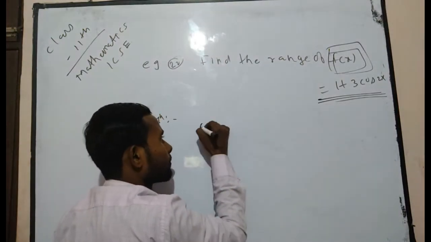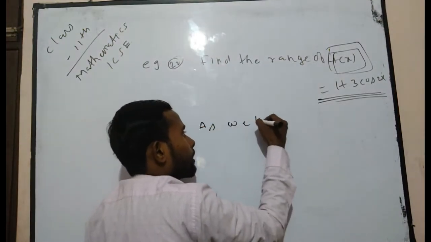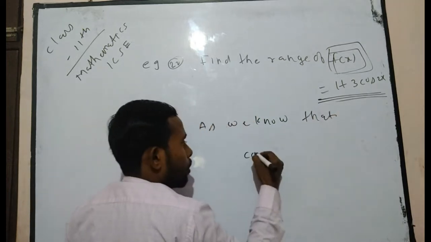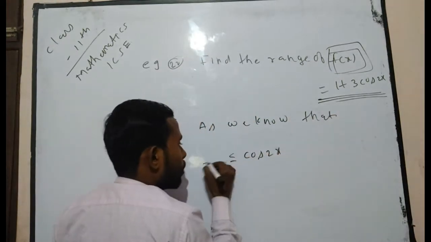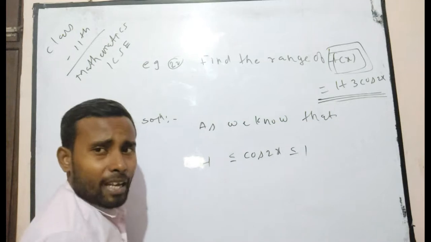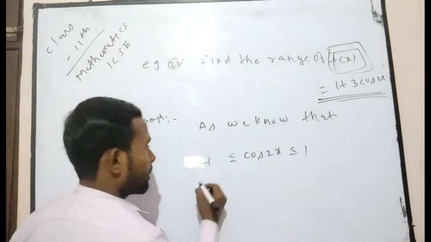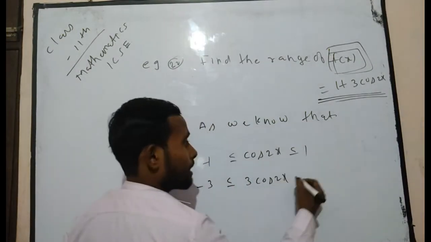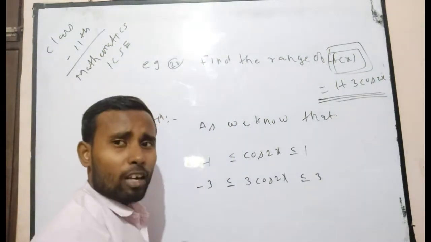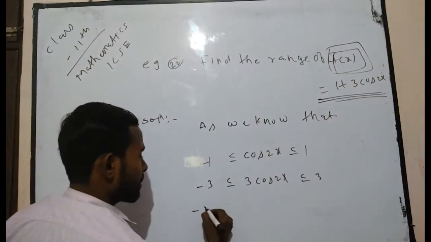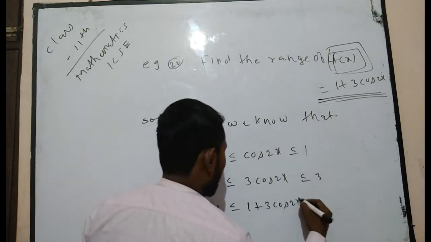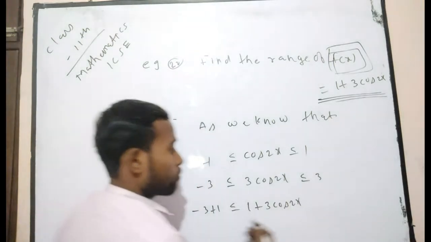As we know that cos 2x is greater than or equal to minus 1 but less than or equal to 1. After multiplying both sides by the positive number 3, you get minus 3. That means 3 times cos 2x is greater than or equal to minus 3 but less than or equal to 3. If you add 1 on both sides, you get minus 3 plus 1. That means 1 plus 3 cos 2x is always greater than or equal to minus 3 plus 1 but less than or equal to 3 plus 1.